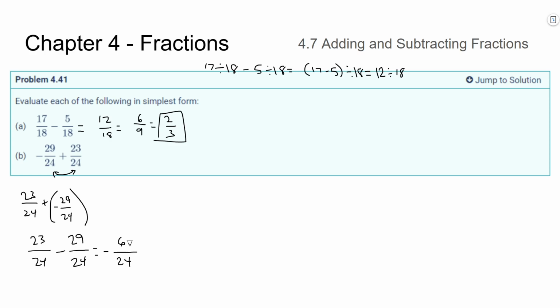All right, well, we need to simplify this. We could divide both by 2, but we should see that 24 is a multiple of 6. So we can just divide both by 6. So don't forget the negative sign. Divide 6 by 6, you get 1. 24 divided by 6 would be 4. So negative 1/4.